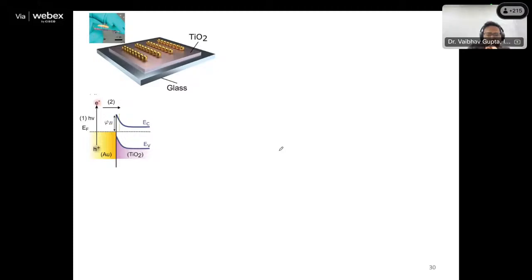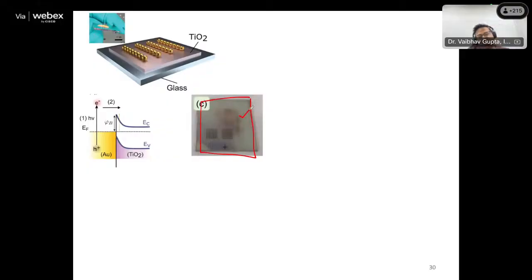Let's see how the sample looks. This is the glass sample, and you see this pink color is because I have deposited a layer of TiO2 on this glass. This is the area where I have done the gold nanoparticle chains, and finally I deposited some metal electrodes on top. These are the metal electrodes which I deposited on top.